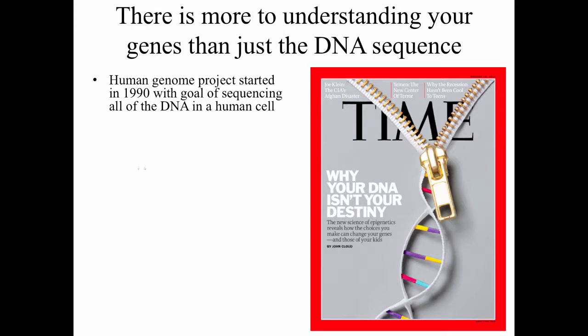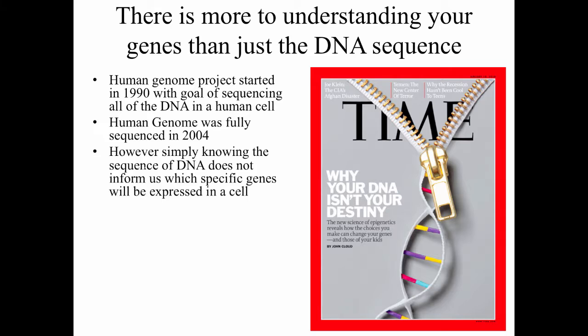Now think about this. The Human Genome Project started in 1990 with the goal of sequencing all the DNA in a human cell. And in 2004, the genome was fully sequenced. So at that point, we knew all of the DNA in your cell. People wanted to do this for several reasons. They thought if we knew the sequence of our DNA, then we would maybe be able to predict who would develop diseases. What is the underlying basis of someone developing cancer or diabetes or Alzheimer's?